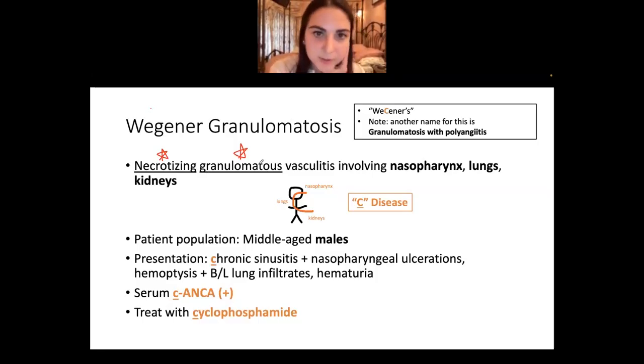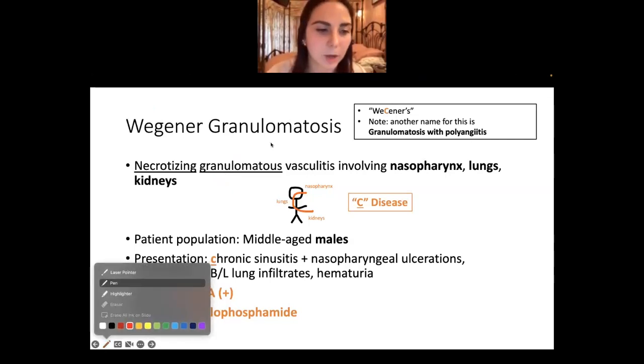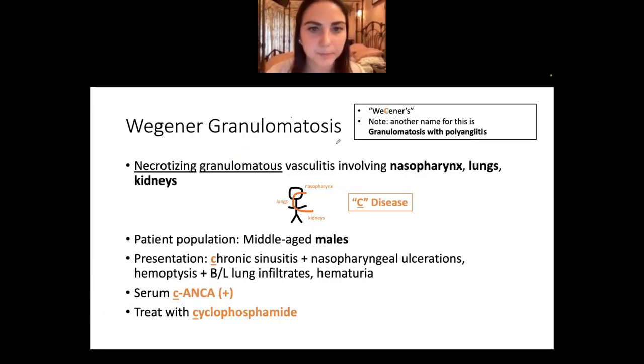This one has granulomas. I don't know if I put it on another slide, but you can think of it as non-caseating granulomas, non-caseating, another C. So to help you remember, there's granulomas in this one.